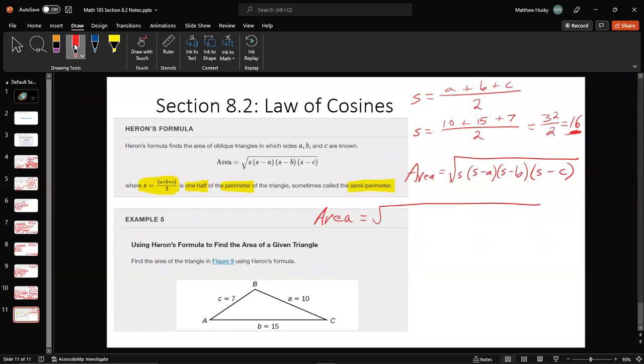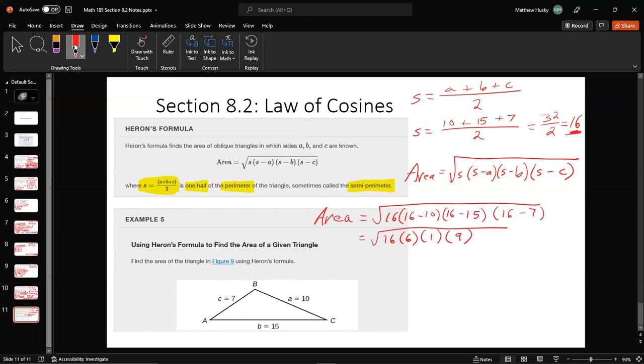So what is this? 16, then what? 16 minus A, which is 10. And then 16 minus B, which is 15. And then 16 minus C, which is 7. So what is that? Well, that's a 16. 16 minus 10 is 6. 16 minus 15 is 1. 16 minus 7 is 9.